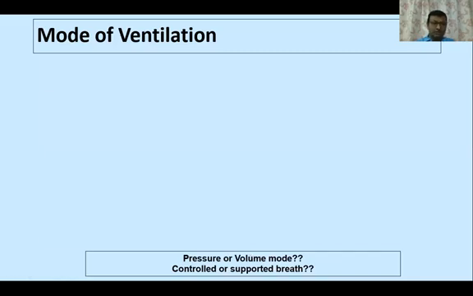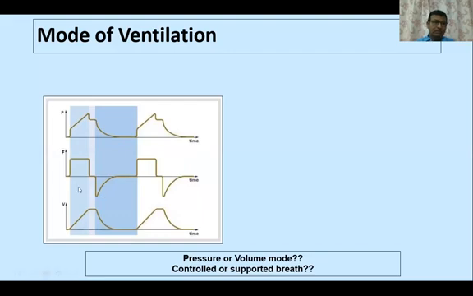Now, just look at the first graphics. Here you can see the pressure, flow, and volume waveforms. The flow waveform is square in shape. So what does it mean? The flow is a set parameter. And if you look at the pressure waveform, it is an ascending ramp. What does it mean? The pressure waveform is a variable parameter. So what you can make out from this is that it is a volume mode, as flow is a set parameter.